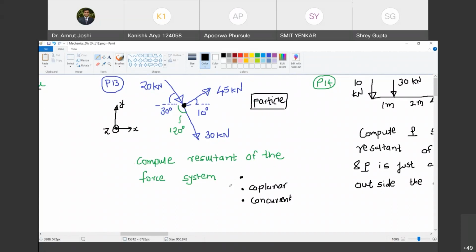Because if everything is happening at a point, there is no notion of perpendicular distance from the line of action. Therefore, moments of all the forces about that point are going to be zero, and there is no question of a moment resultant here. Do you agree with me? Yes, sir. So even before solving the problem, we have understood a very key concept about the resultant of a coplanar and concurrent force system: it has only a force resultant, no moment resultant. Are you with me? Yes, sir.